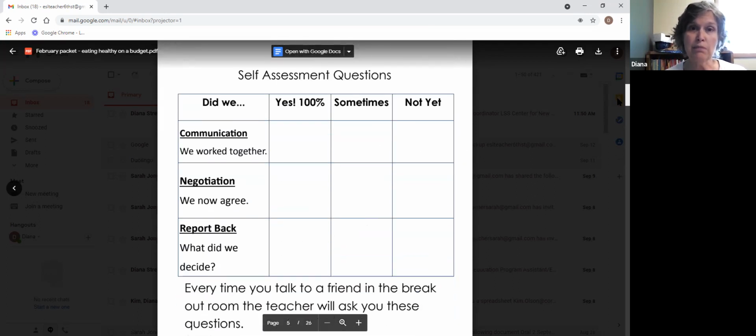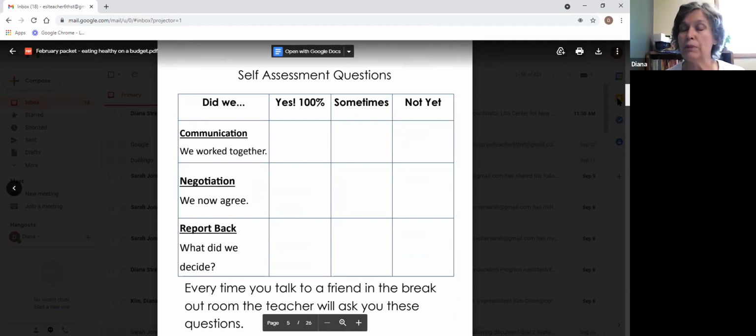So we also did some self-assessments. I gave them prompts and they went out to a breakout room, they communicated and they came back and they had to report back, were they able to complete these 3 items? Did they communicate with each other? It wasn't just one person talking all the time. Did they negotiate, or did they always agree, which was okay too? And then could they tell me what they talked about?